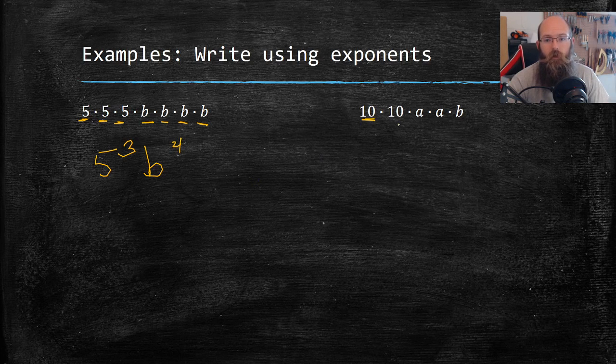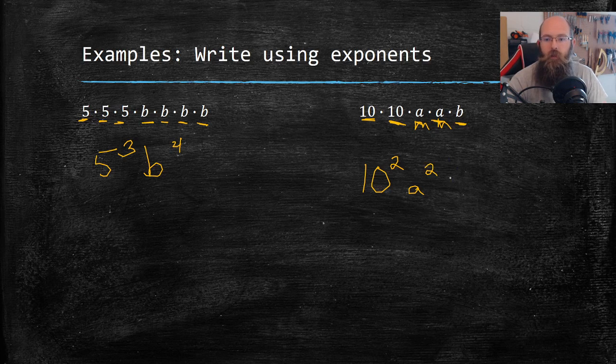Then off to the right, I've got a different example. There's 2 tens. So I have a 10, and it's squared because there's 2 of them. We call that maybe a multiplicity of 2. And then I have 2 a's being multiplied together, so that's going to be an a, yep, squared.